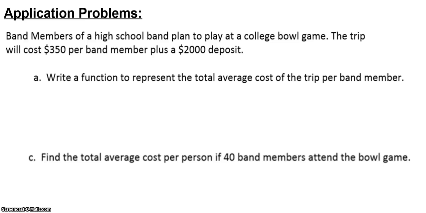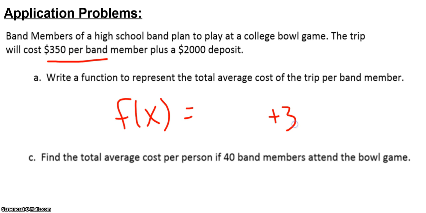Alright, so I want to write a function to represent the total average cost of the trip per band member. So I want to figure out how much one person is going to pay. I'm going to call this f of x. For starters, we know one person has to pay $350, so I'm going to have a plus $350.